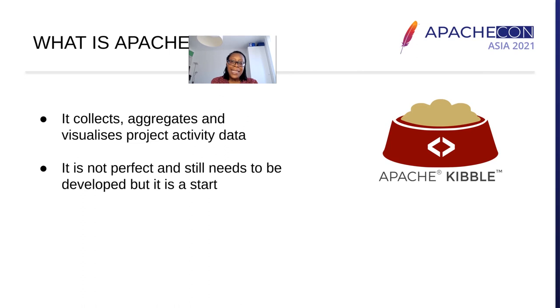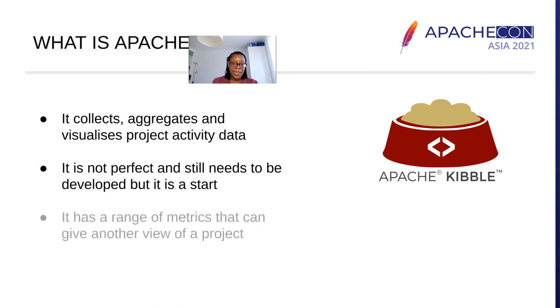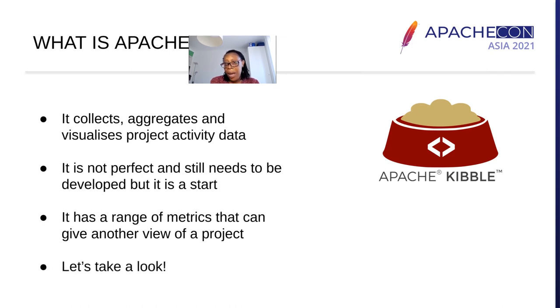So, as I say, it's not perfect, it's being developed, but it's a start. And one of the things that it does have is a lot of metrics that can help give this alternative view of what's happening in a project. So what I'll do now is give you a little bit of a demo about Apache Kibble, so you can take a look and understand a little bit about what I'm talking about.